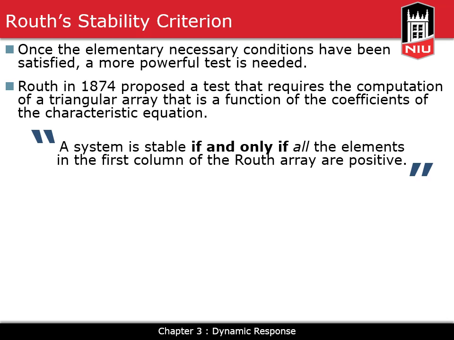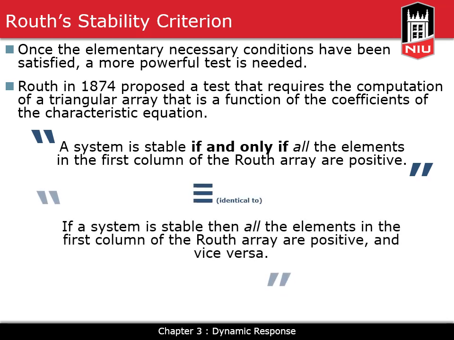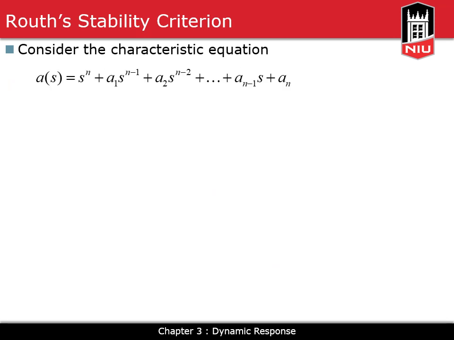So this is how we're going to check the stability using the Routh criterion. This is also identical to saying the system is stable if and only if all the elements in the first column of the Routh array are positive. Another way of writing that if and only if condition. But how to get that Routh array? It's a pretty straightforward procedure.